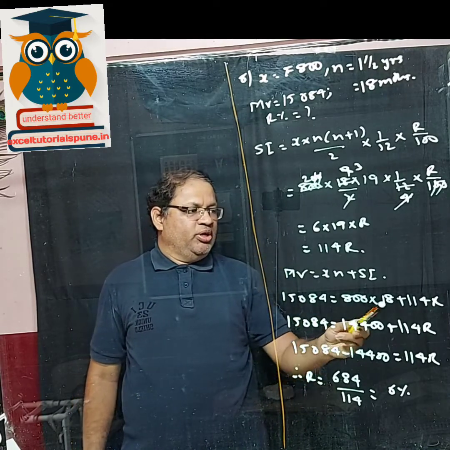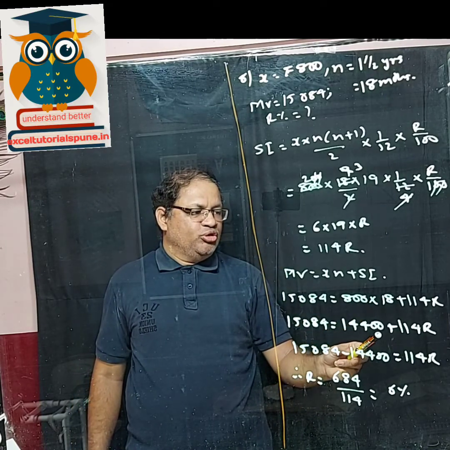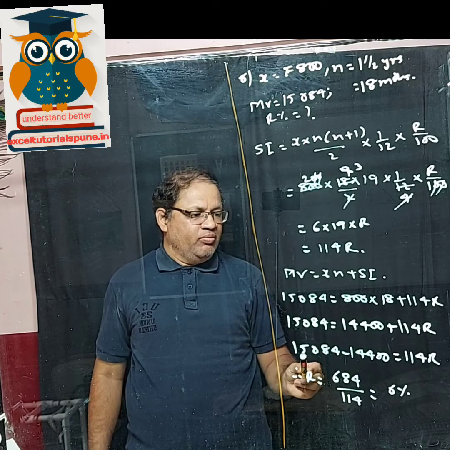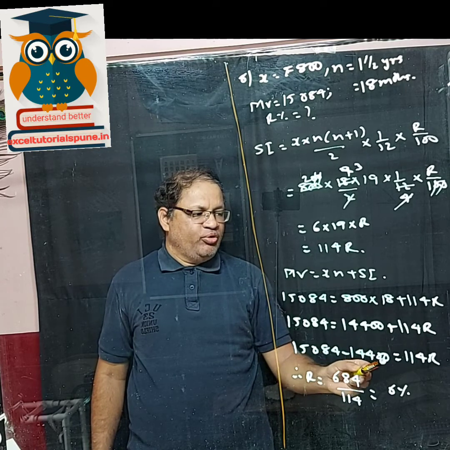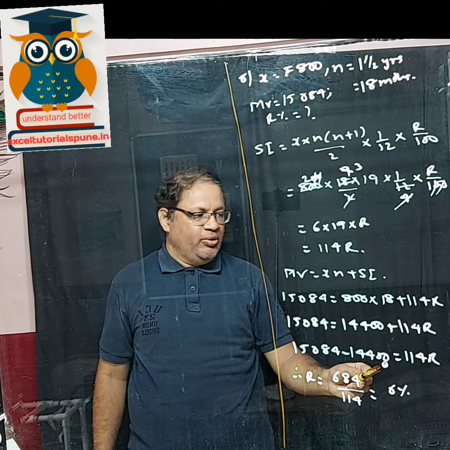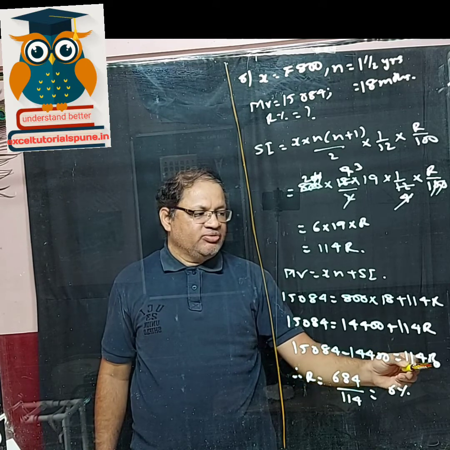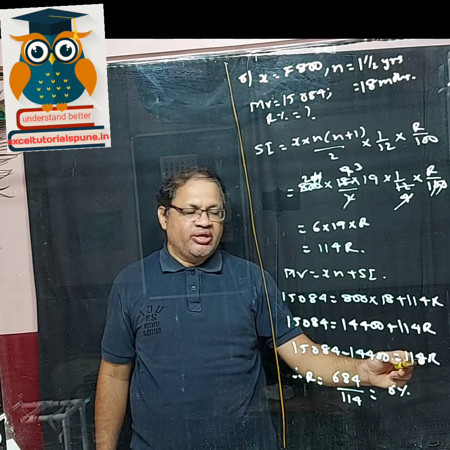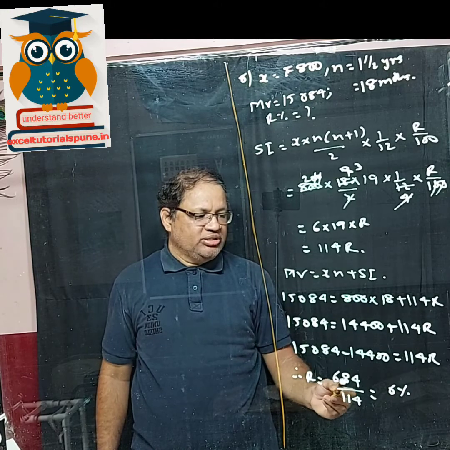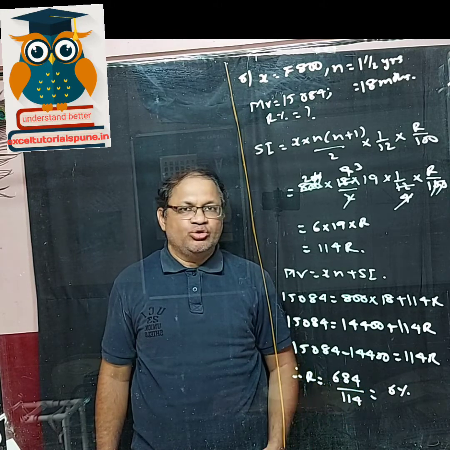So when you multiply this both, you get 14400. Send it on the other side. 15084 minus 14400 is equal to 684. And this 114 is with R. Send 114 on the other side, it goes divide. So 684 upon 114, that gives you 6%.